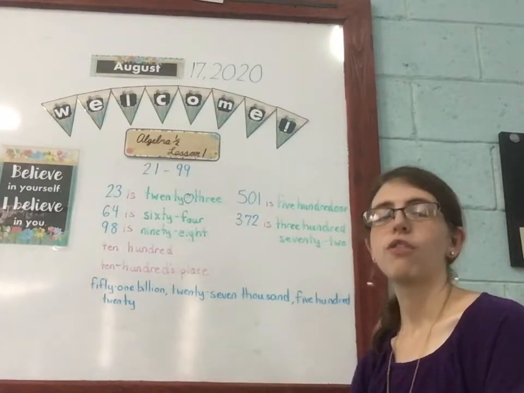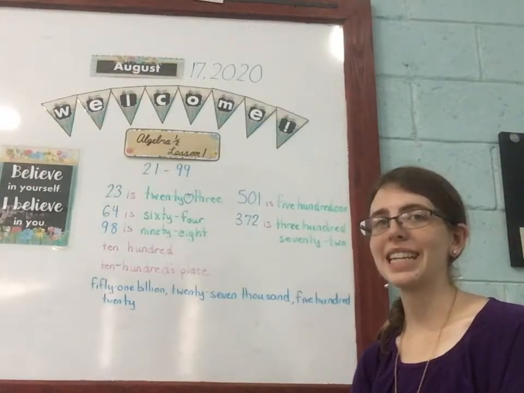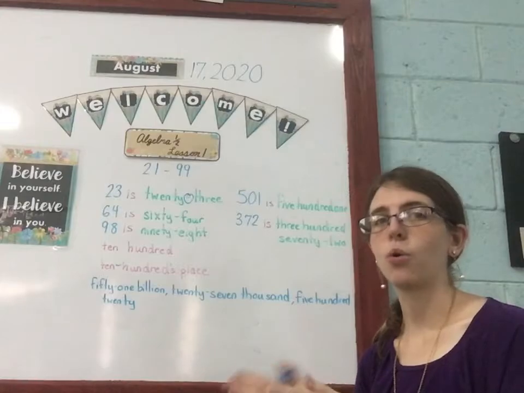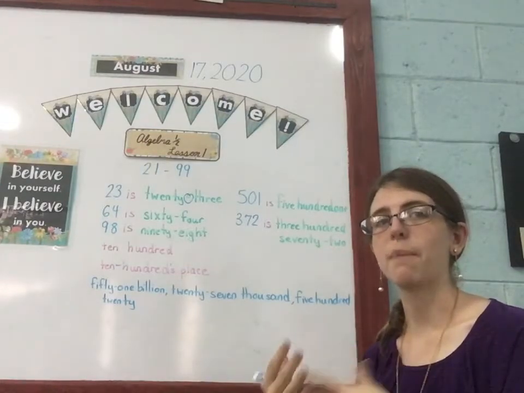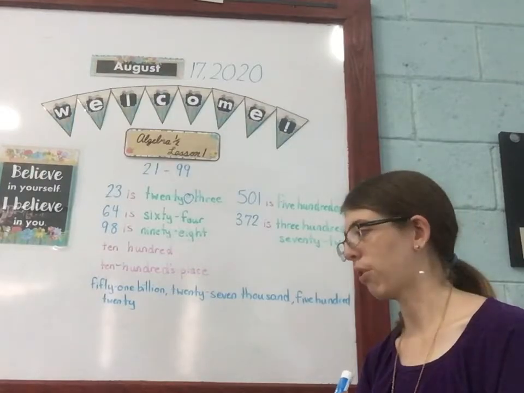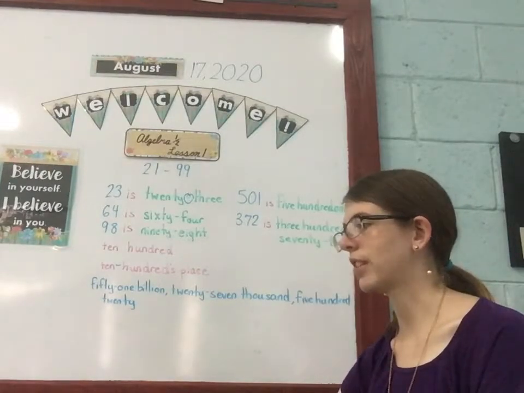Now look at this number. 51,027,520. For your homework, you are going to need to write this number out as numbers. You'll also have to go the other direction. They're going to give you a long number and you're going to have to write it as words. So you need to be comfortable doing both. Okay, you can look in your book for examples.